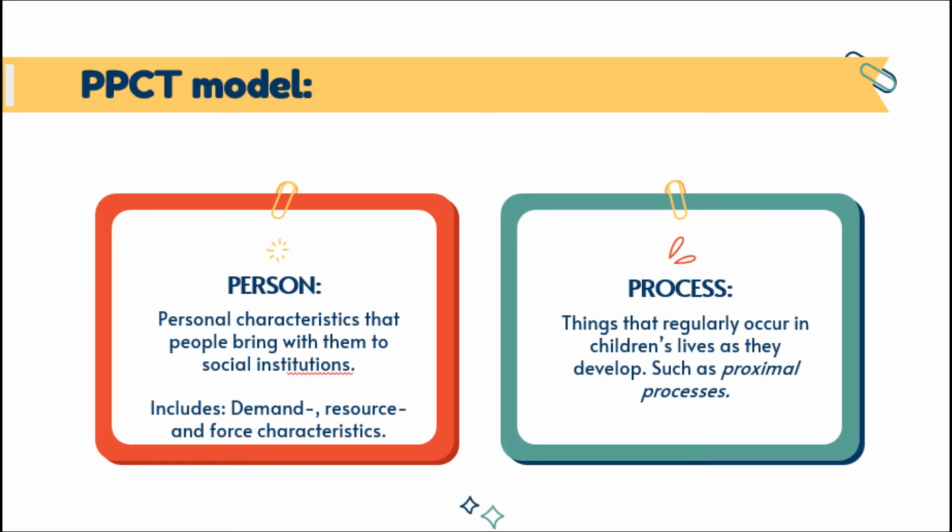The PPCT model plays an important role in the bio-ecological approach. It consists of person, which is personal characteristics that people bring with them to social institutions. It is characteristics such as demand, resource, and force characteristics. Process. Process are things that regularly occur in a child's life as they develop, such as proximal processes.